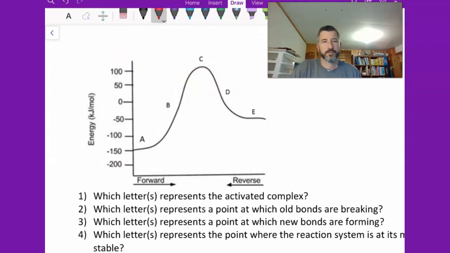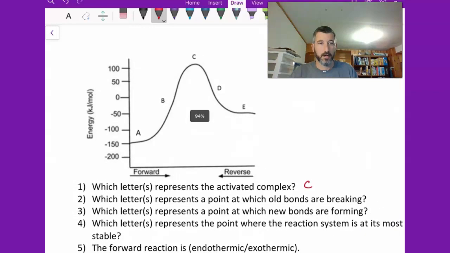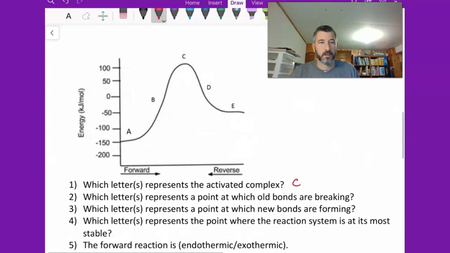Okay, let's answer a few questions here. So here's a potential energy diagram. It's labeled with A through E. Which letter or letters represents the activated complex? Okay, so you should have said C, right? The activated complex would be at the top of the hill, the highest energy, and the lowest stability at that point. All right, let's look at number 2.